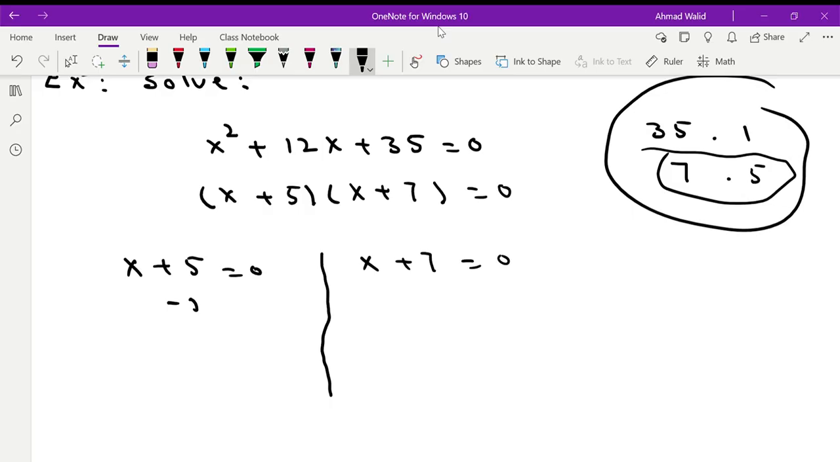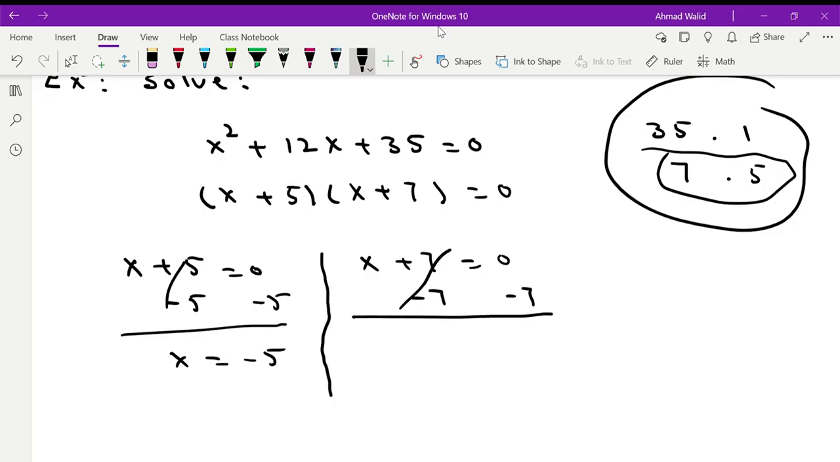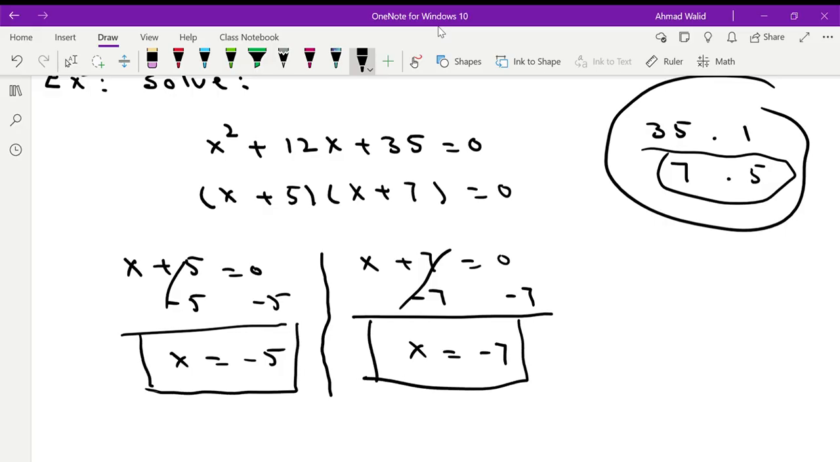Here, subtract 5 from both sides, then x is equal to negative 5. Here, subtract 7 from both sides. It means you end up with x equal to negative 7. We call these two the solutions for the given quadratic equation, or you can call them the zeros of the given quadratic equation. Usually we use the word zeros when we are dealing with functions, or you can call them the roots of the quadratic equation. Correct?